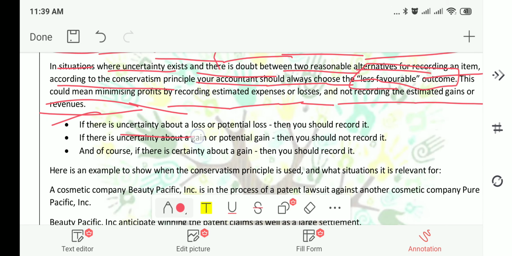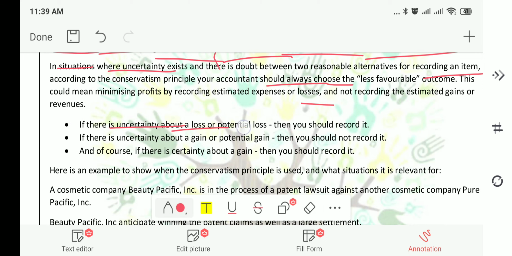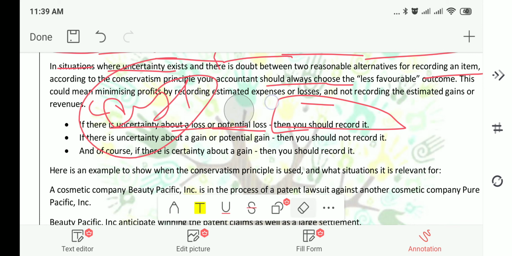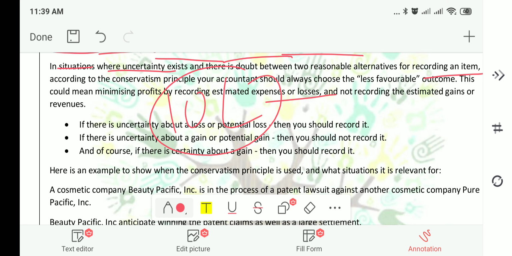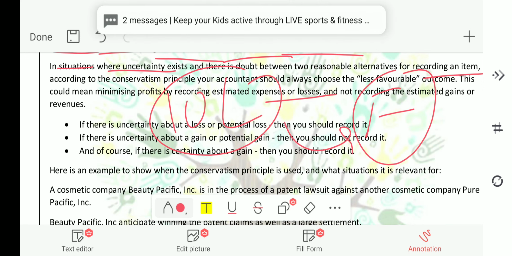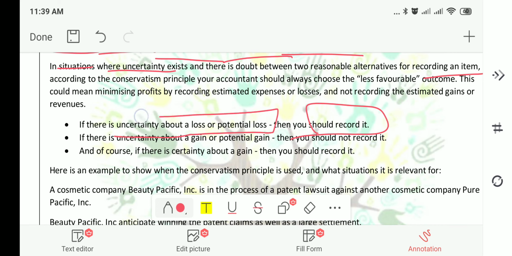If there is uncertainty about a loss or potential loss, then you should record it. This is important. That means if there is a case running against you in court and you don't know what the compensation amount may be, but it may occur in the near future, therefore you should mention in your account book that 10 lakh will be lost in future because you need to pay it. Then you are recording it because there is uncertainty about a loss or potential loss.